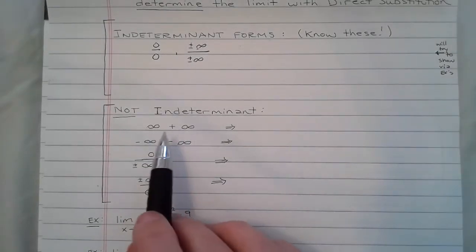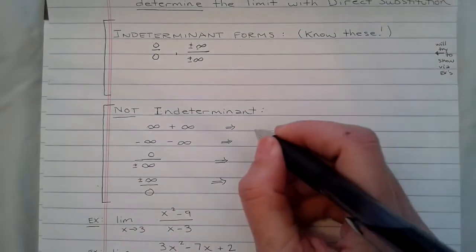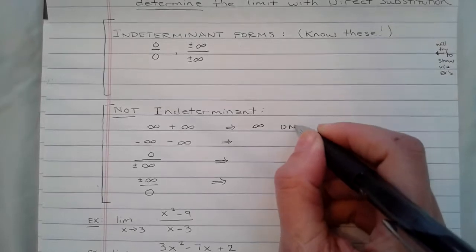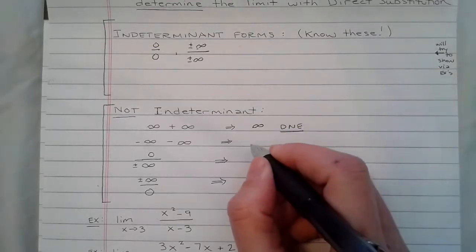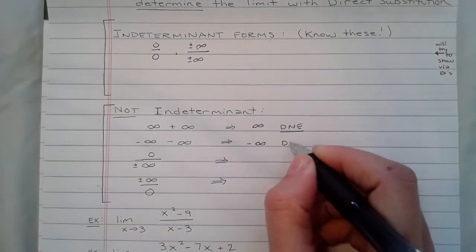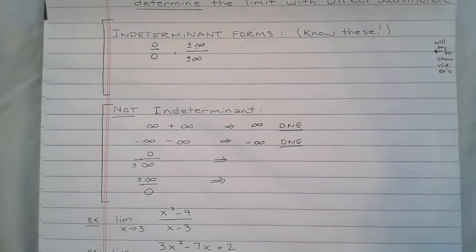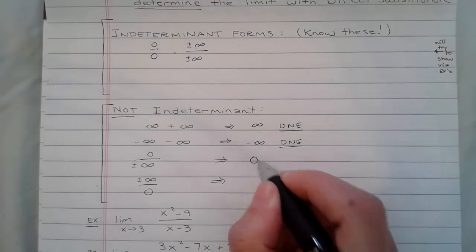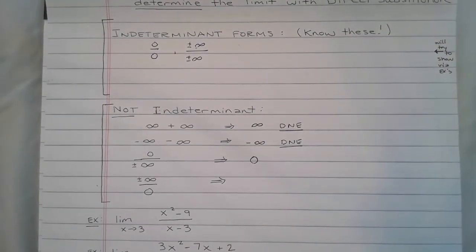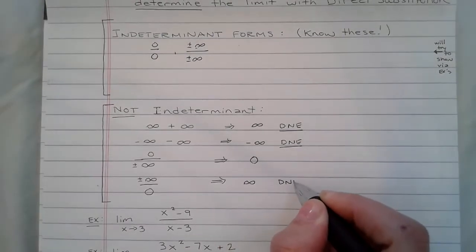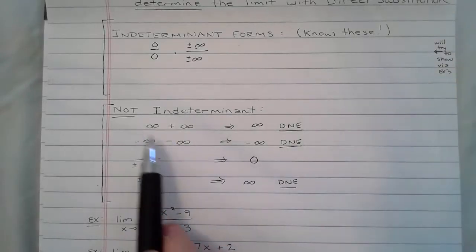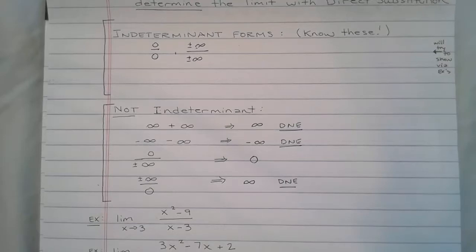If you have a limit and you apply it and you get infinity plus infinity, that's actually infinite. We would say that the limit does not exist there. If you get a negative infinity minus an infinity, we would also say that the limit does not exist there. Your book may write negative infinity. And if we have 0 divided by infinity, we actually get 0. And if we have infinity divided by 0, we will also get an infinity, which means that the limit does not exist. So these are not indeterminate. Don't mistake those for these indeterminate forms that we're going to talk about.